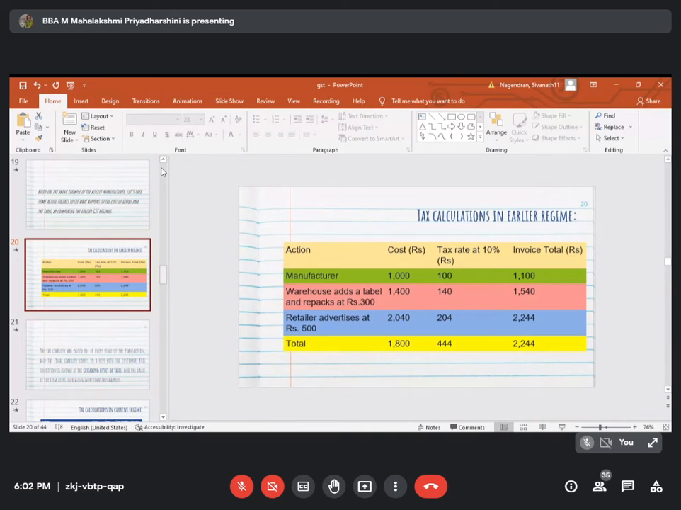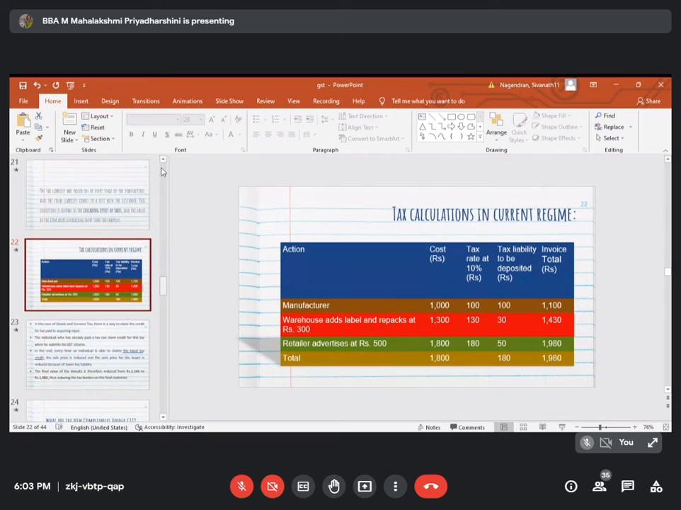Actual money spent for the product: 1000 rupees the manufacturer has spent, and 300 for labeling and repacking, and 500 for advertisement, so 1800. But apart from 1800, 444 is tax money. This is the old regime or earlier regime. This is how we have calculated. Is it clear? Yes, ma'am.